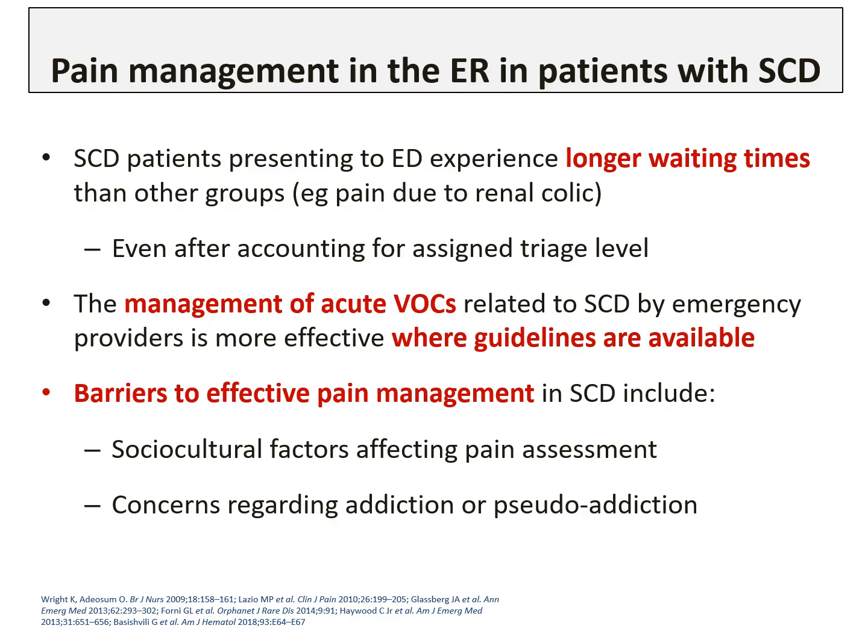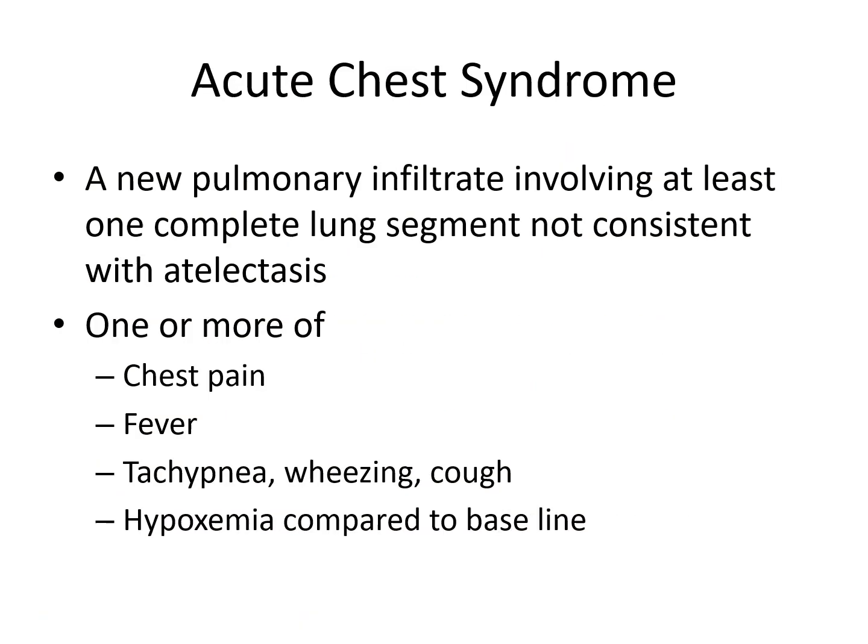And morphine is really the best way to manage these patients. In the acute setting, I don't want to go into details about that. Now, another critical vaso-occlusive complication is the acute chest syndrome. This is a new pulmonary infiltrate involving at least one complete segment of the lung, and it's usually accompanied by chest pain, fever, tachypnea, and wheezing. And there will be hypoxia compared to the baseline.